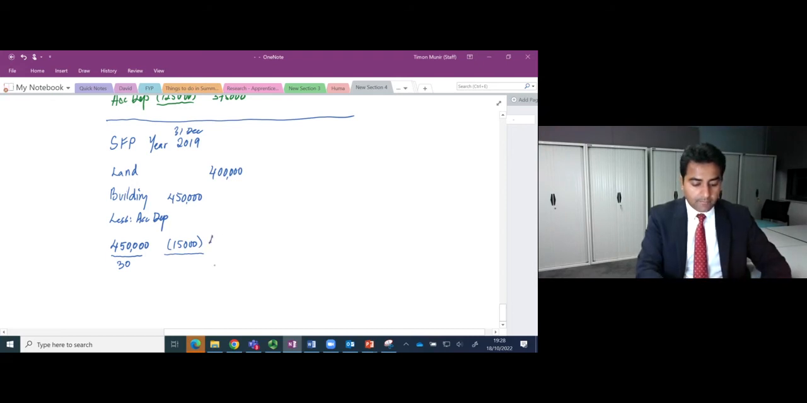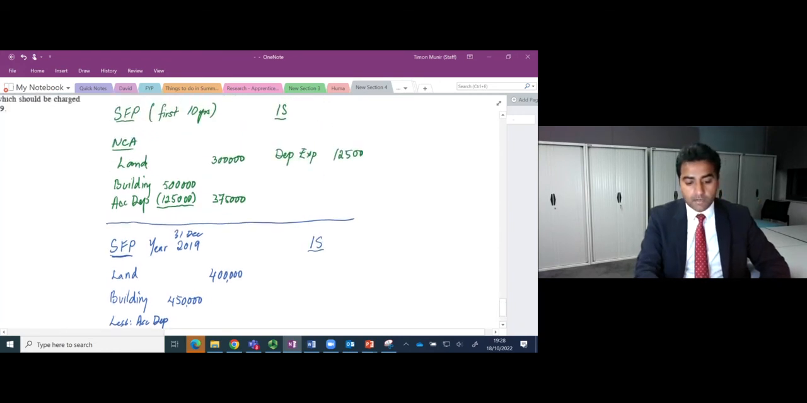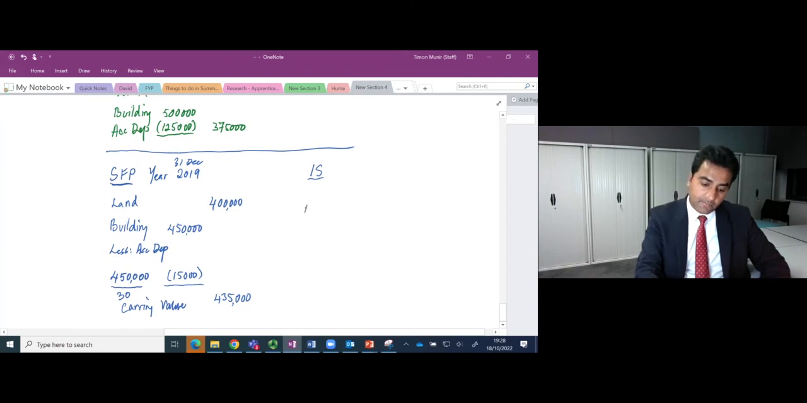So the carrying value of the asset is £435,000. £435,000 is the carrying value of our building, which is also a net book value. Carrying value, net book value is the same thing. Income statement. In my income statement, I will be recording a depreciation expense of £15,000.